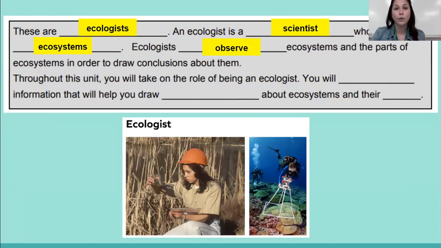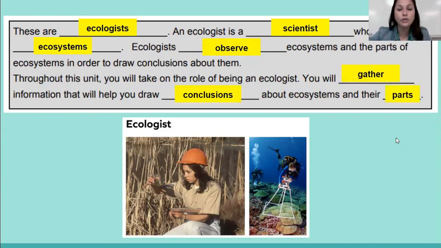So earlier, I said we're going to be making an argument looking at data. Ecologists observe ecosystems, collect data, and then make arguments about them. Throughout this unit, you are going to be an ecologist. We're a scientist who studies ecosystems. We are going to gather information that's going to help us draw conclusions about ecosystems and their parts.